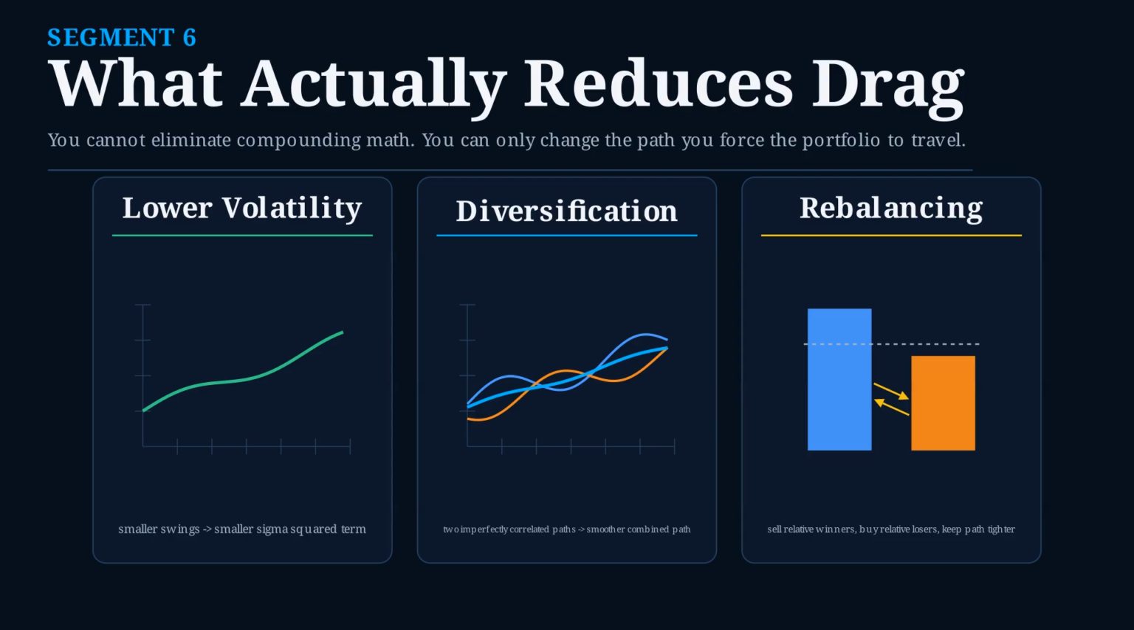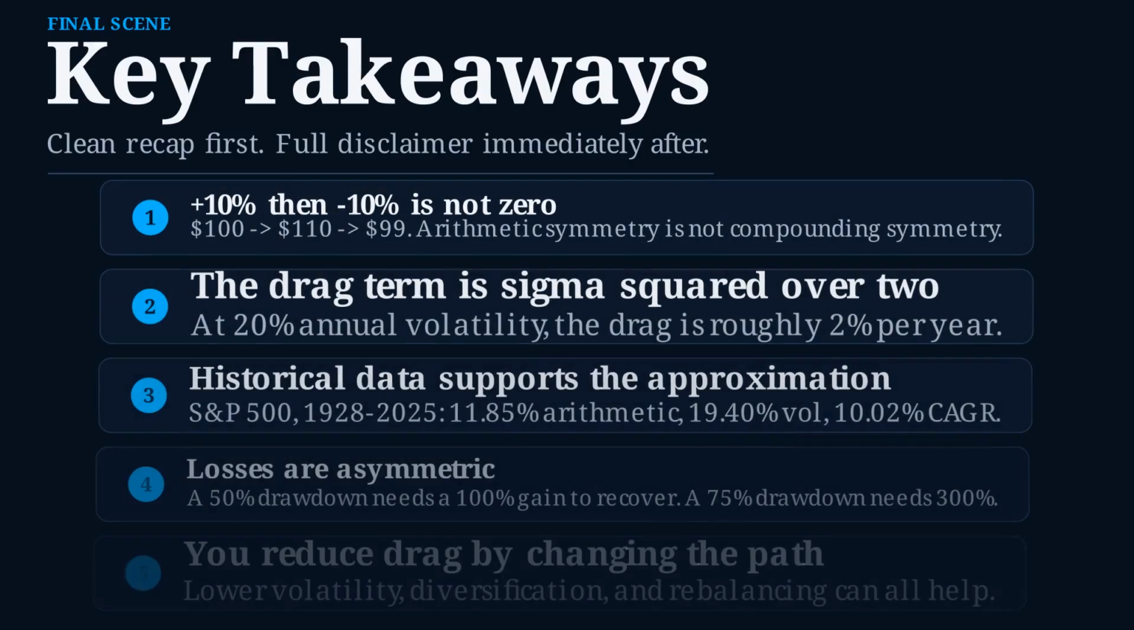The third lever is systematic rebalancing. Rebalancing trims relative winners and adds to relative laggards, which can tighten the path and harvest some variance over time. There are limitations, too. The sigma squared over 2 rule is an approximation, not a law of nature. In fat-tailed or highly path-dependent markets, realized drag can be worse than the simple formula implies, but directionally, the principle remains robust. Here is the clean recap.